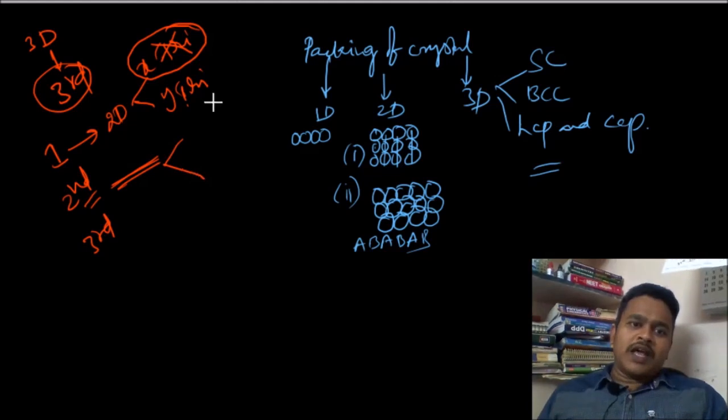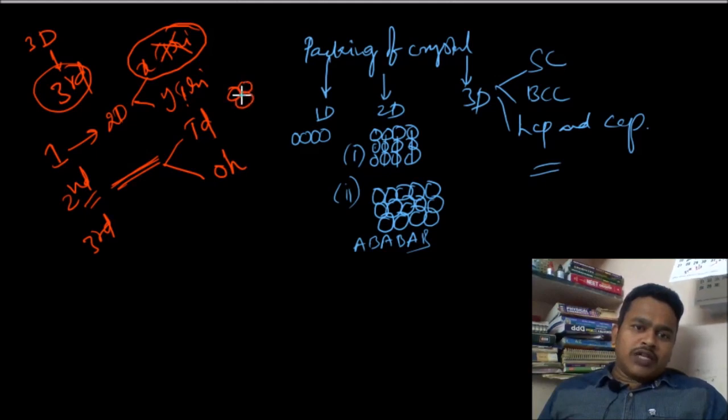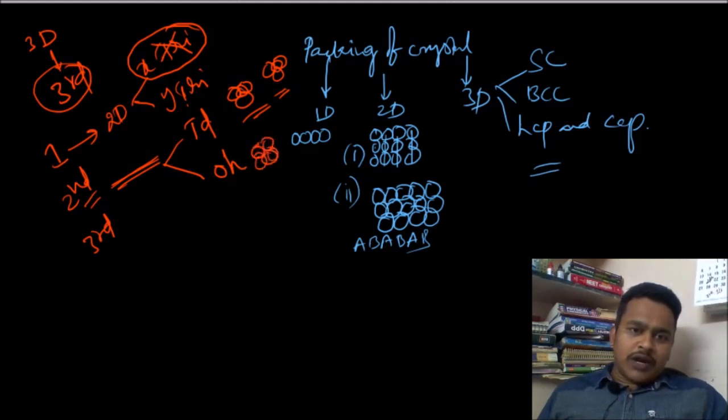Once the second layer is formed, we can observe two types of voids: one is tetrahedral void, the other is octahedral void. A tetrahedral void is formed by below 3 spheres and above 1 sphere, or above 3 spheres and below 1 sphere. In this manner tetrahedral voids form. Octahedral voids, how do they form? Below 3 and above 3, like that octahedral voids form.